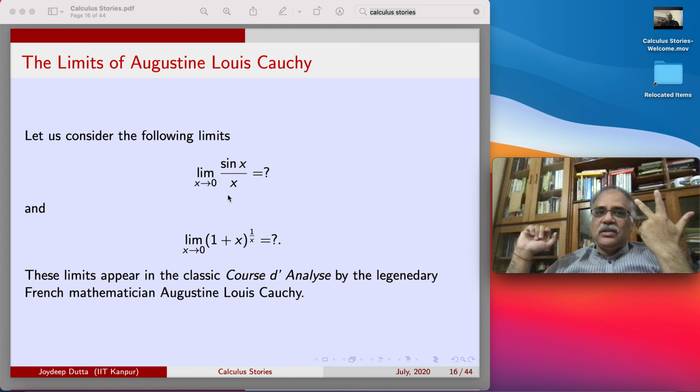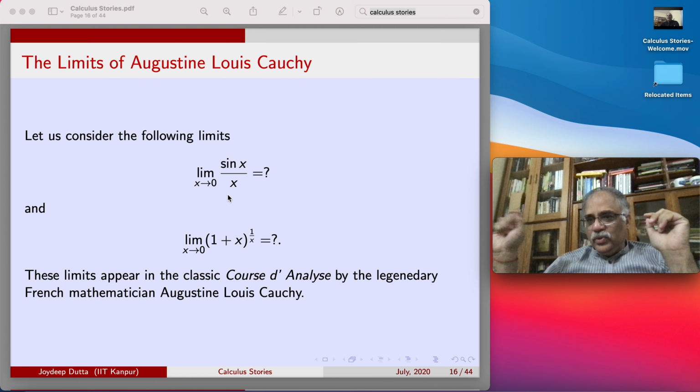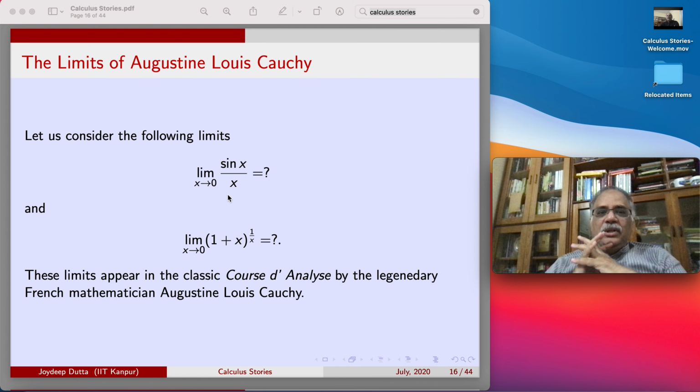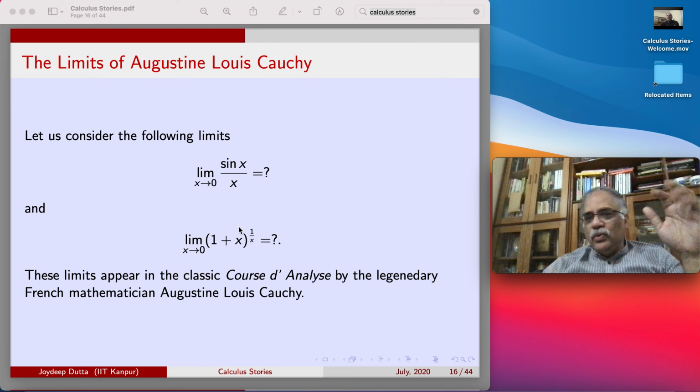So he studied in that book two limits. Limit of sin x by x as x tends to 0, we should find the answer. And limit as x tends to 0 of (1 plus x) to the power 1 by x, pretty not so interesting looking, equal to something. Today our job would be to just focus on this one.